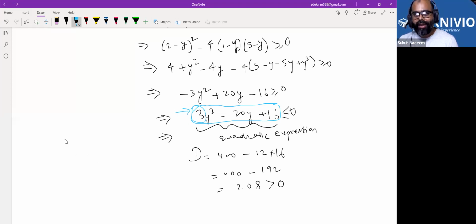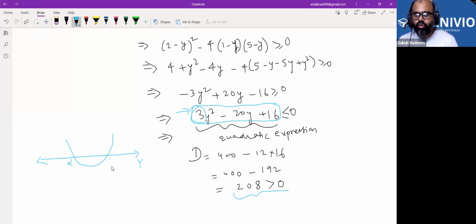Upward opening parabola, correct? So it is an upward opening parabola. That comes from the coefficient of y square. Now another thing is that the discriminant is greater than 0, so it has real and distinct roots. That means it is cutting the axis. Here the variable is y, so we call it the y axis. So it is cutting this horizontal axis at two distinct points because its discriminant is greater than 0.